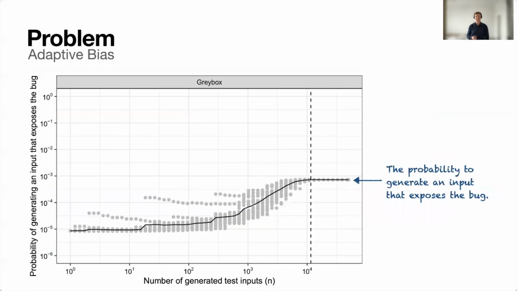And the reason is Greybox fuzzing is subject to adaptive bias. So in Greybox fuzzing, the probability to expose a bug actually increases with campaign length. The reason is we are adding more inputs to the seed corpus as we fuzz more and more. And essentially the fuzzer gets better and better at discovering errors as the campaign length increases.